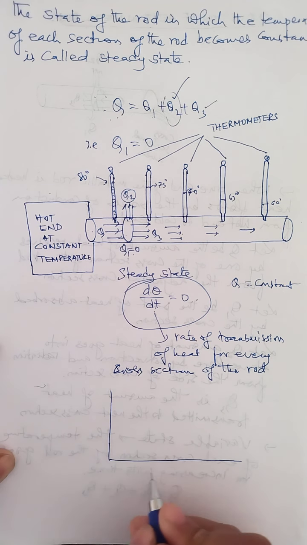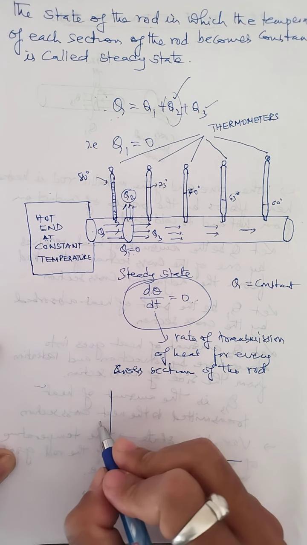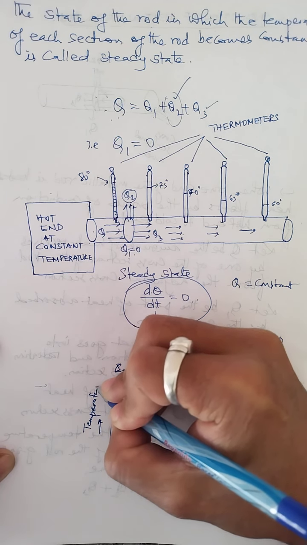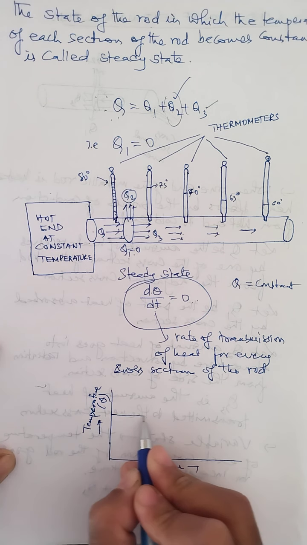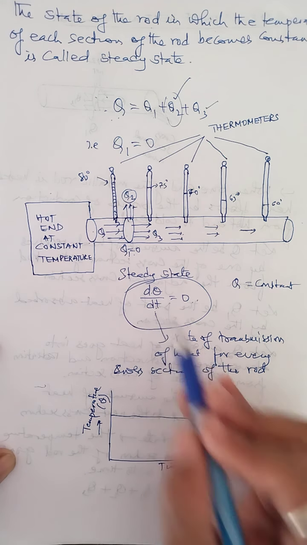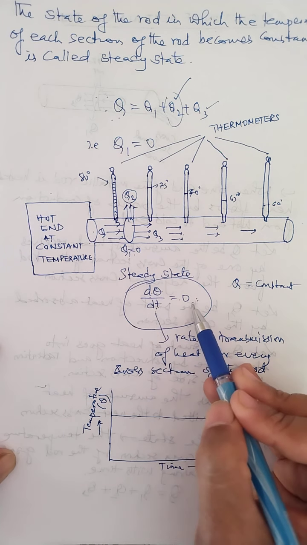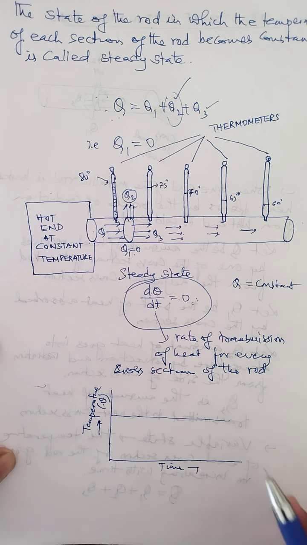So under this steady state, we can even plot a graph. And this graph is called the temperature versus time graph. If you plot a temperature versus time graph, time is set along the x-axis and temperature along the y-axis. I'm representing temperature by θ. Then the nature of the graph will be a straight line parallel to the time axis. This says that under steady state, the temperature remains constant with respect to time. That's why dθ/dt becomes zero. This means the rate of change is zero, which means θ remains constant with respect to time. And this is under the steady state of conduction of heat in a metal rod.